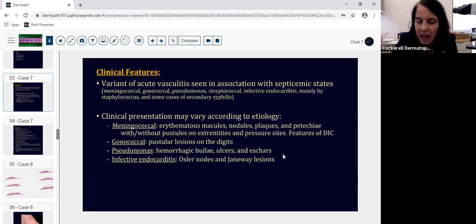You'll see erythematous macules, nodules, plaques, petechiae with or without pustules on extremities and pressure sites, and features of DIC. Gonococcal, we'll see pustular lesions on the digits; pseudomonas, hemorrhagic bullae, ulcers, and eschars. Infective endocarditis, we'll see the Osler nodes and the Janeway lesions. The Osler nodes are painful, and the Janeway lesions are typically non-tender.